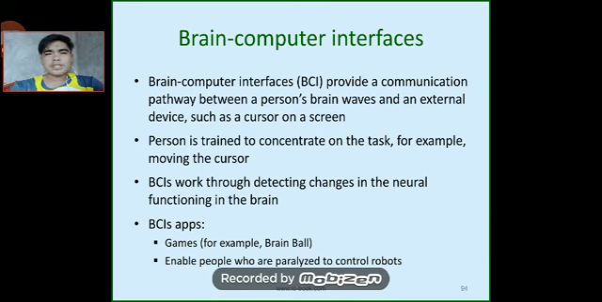Brain-computer interface. Brain-computer interface, or BCI, provides a communication pathway between the brain, brainwaves, and an external device such as a cursor on a screen. A person is trained to concentrate on a task, for example.